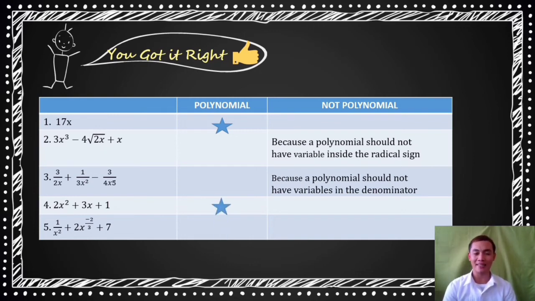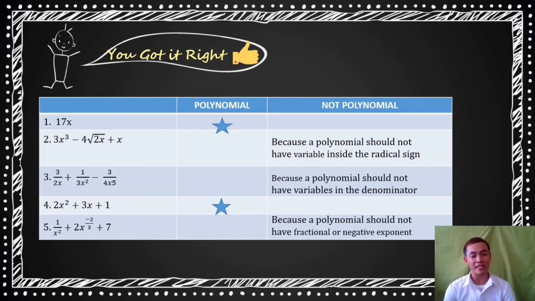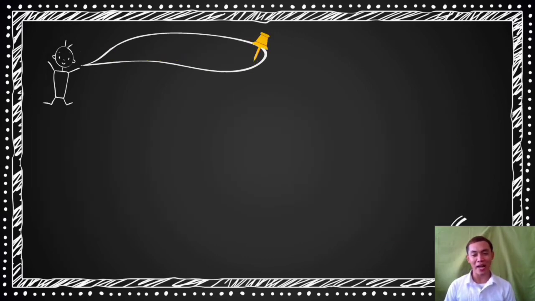Number 4, yes, it is a polynomial. And number 5, it is not a polynomial, my dear students, because a polynomial shouldn't have fractional or negative exponents. As you have observed here in number 5, 2x raised to negative 2, which is a negative exponent, over 3, which is a fraction and negative exponent. If you observe, it is considered not polynomial. I hope you got it right, my dear students.